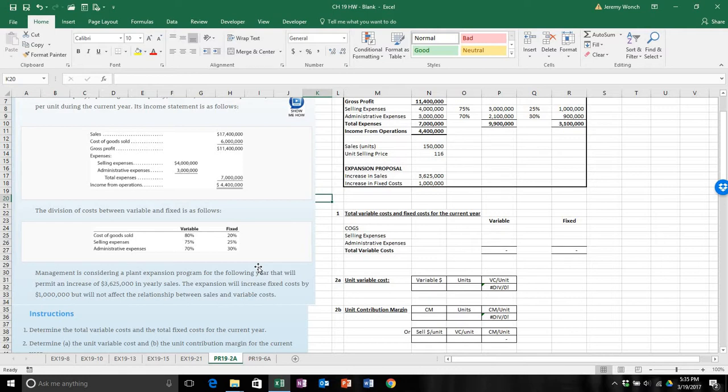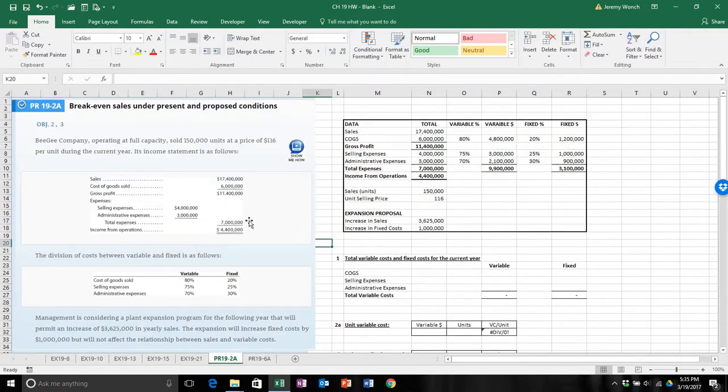Then it goes on to tell us that management is considering expanding the plant, and it's going to increase sales by $3.625 million, and it will increase fixed costs by $1 million.